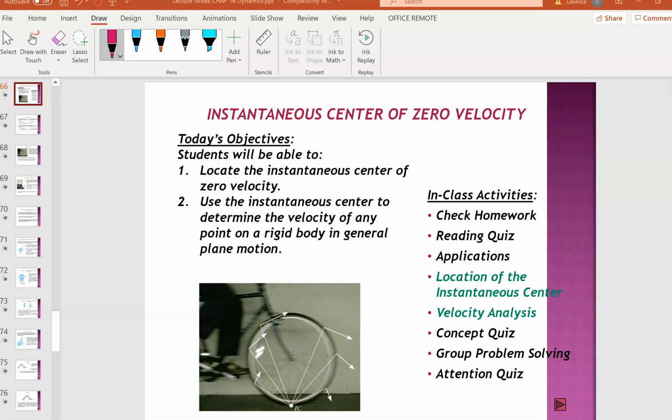Now we're going to move on to chapter 16, section 16.6 from your textbook, page 360: instantaneous center of zero velocity. At the end of the lecture, the students should be able to locate the instantaneous center of zero velocity and use it to determine the velocity of any point on a general body in general plane motion.